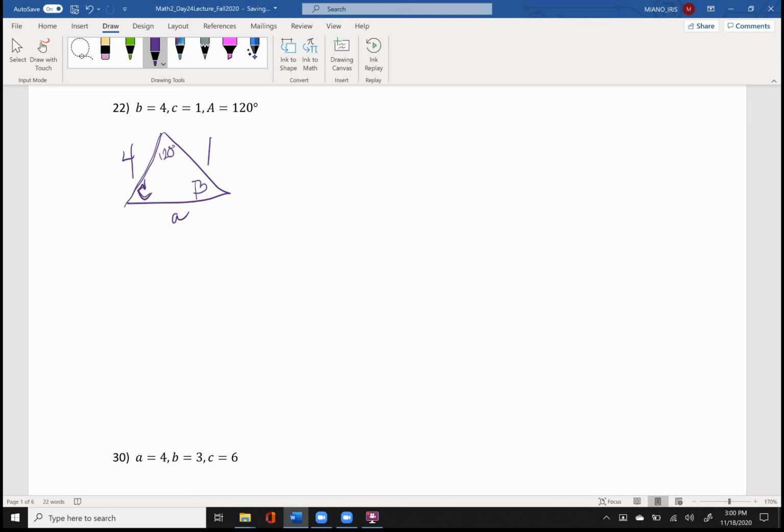Probably with lowercase a. So I'm going to put down the law of cosines relationship for a, or as setting equal to a squared, that is. A squared equals b squared plus c squared minus 2bc cosine of A. And then fill it in, basically. Plug in the values. So b is a 4, so it's 4 squared here, plus 1 squared there, minus 2 times 4 times 1, cosine of 120 degrees. 120 degrees is famous, but the cosine of that is going to give us a negative 1/2 factor.